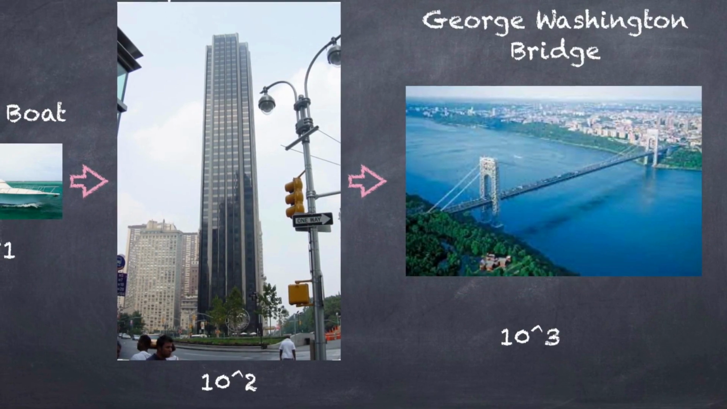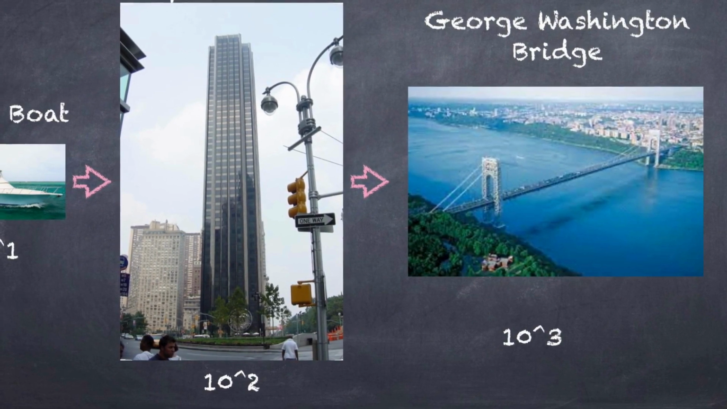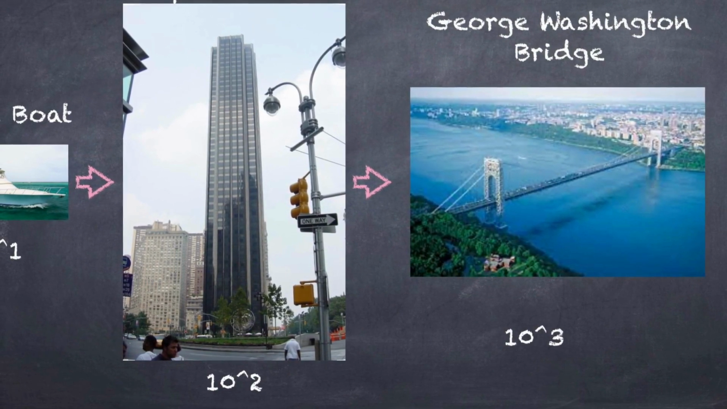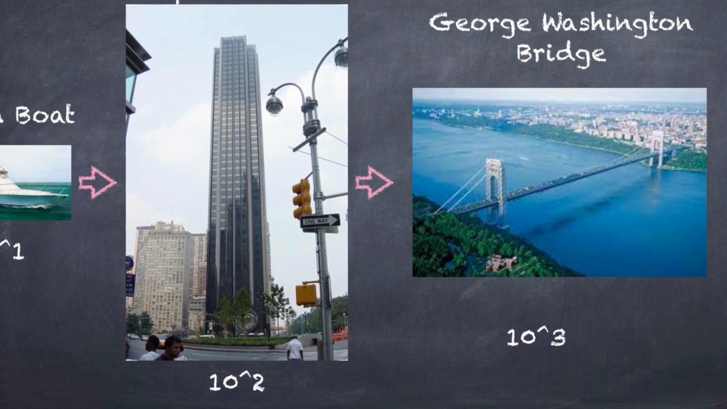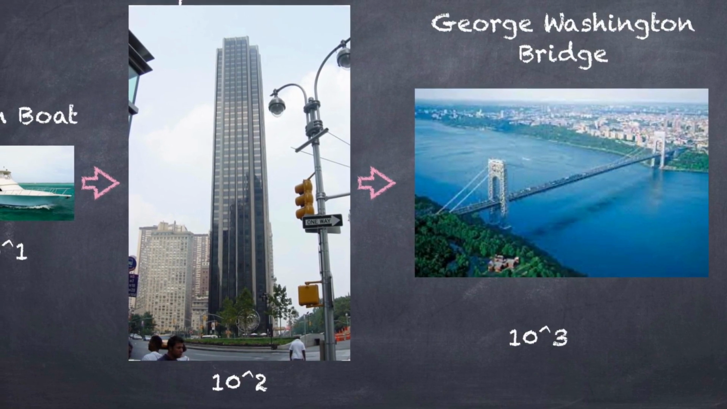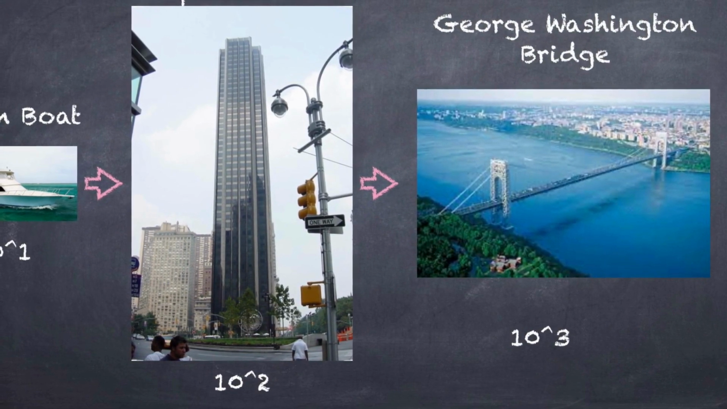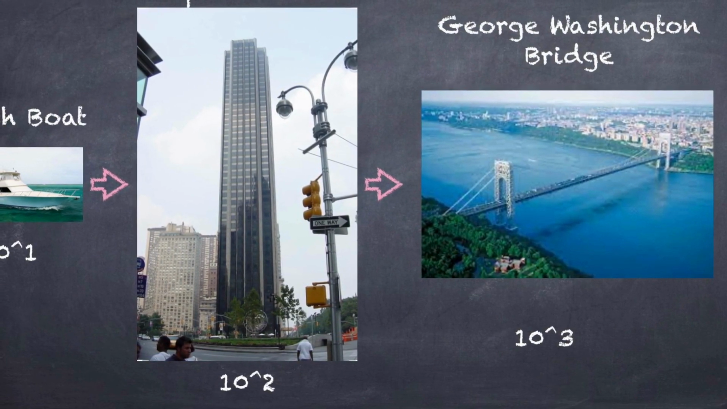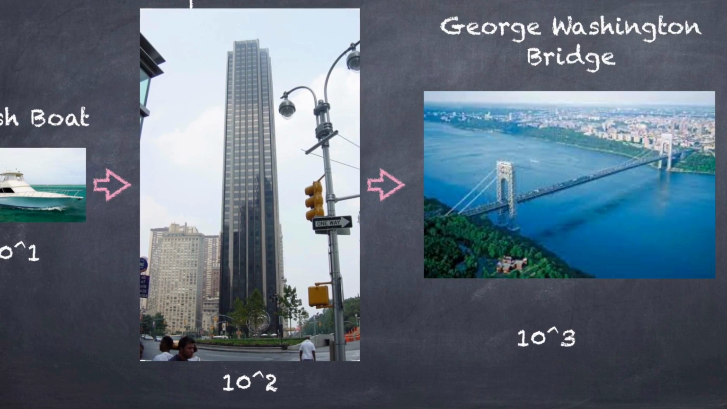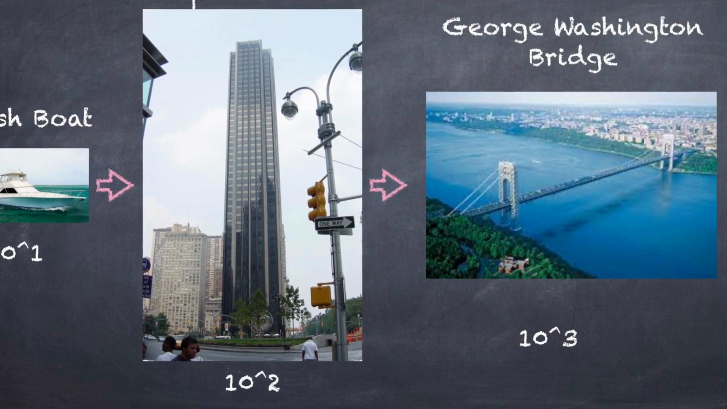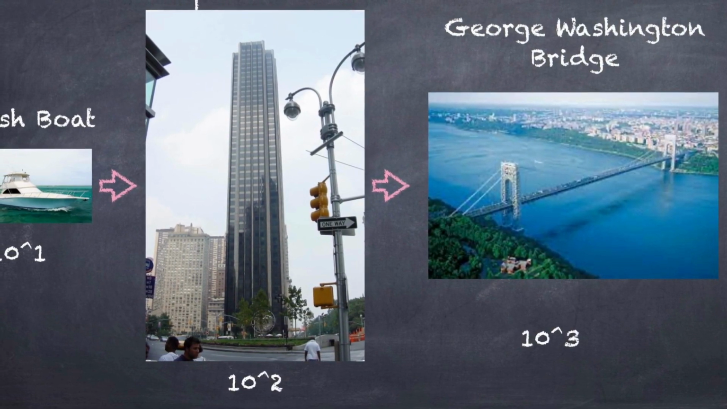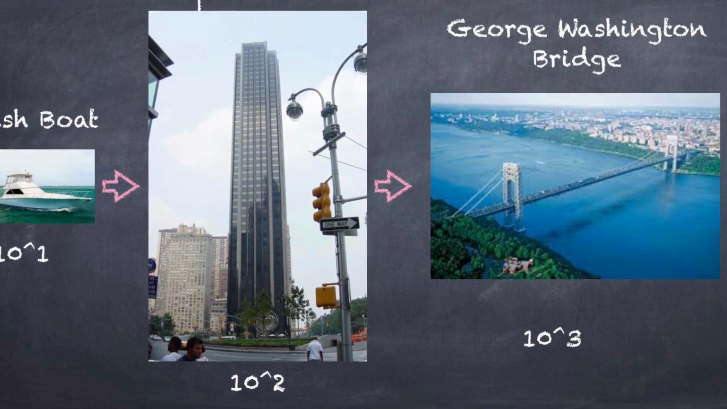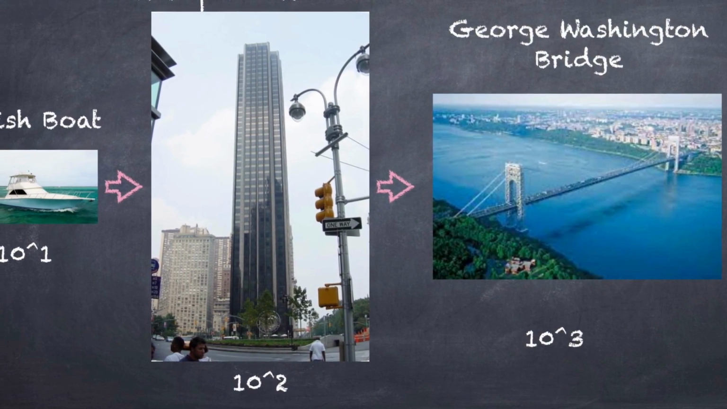So now let's look at this in a bigger scale. So we have the boat on the side, and 10 to the power of 2 is represented by the Trump International Hotel, which is located in New York City. This building is actually 10 times more than the fishboat. And then we have on the right side George Washington Bridge, which is also in New York. And that is 10 times the Trump International Hotel building.